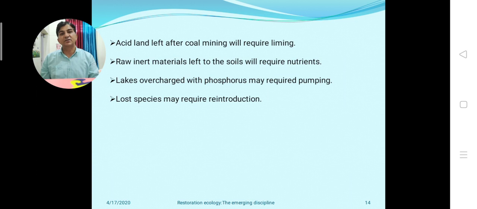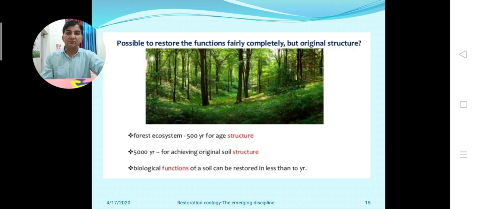Lakes overcharged with phosphorus would require pumping. You have to pump out the excess phosphorus, or mud pumping is required, so that it becomes reasonably fine for further work. Lost species would require reintroduction. If a particular species, a keystone species, is missing, you need to introduce some kind of species in that.